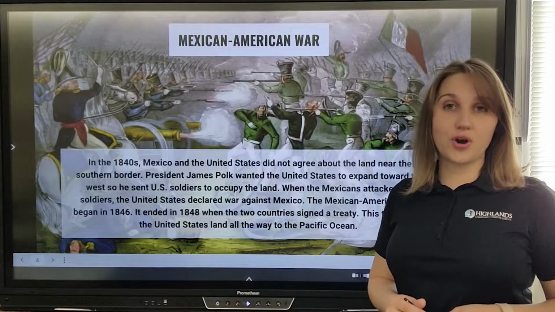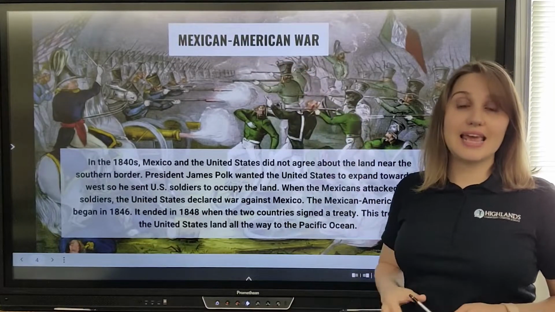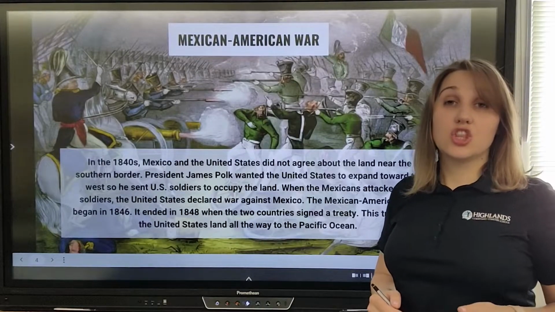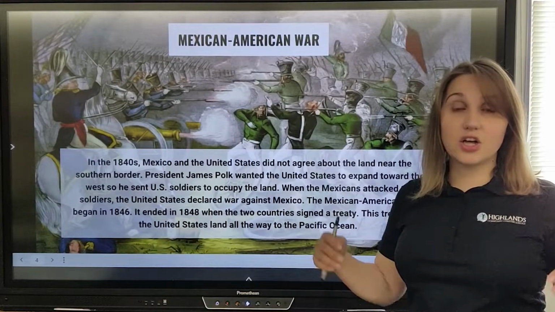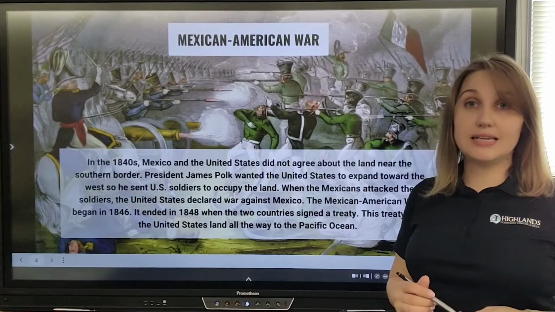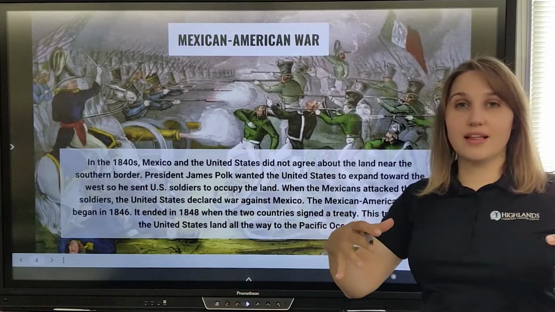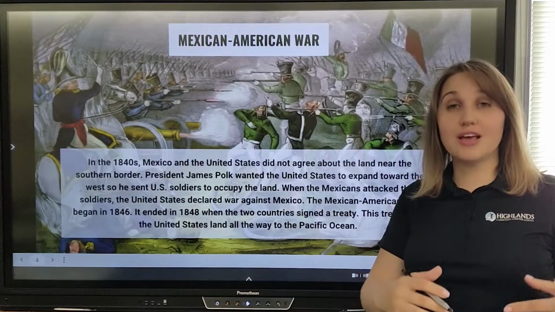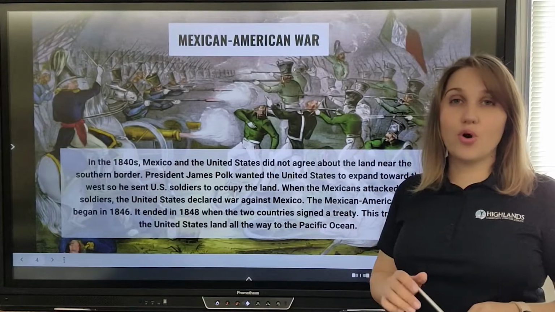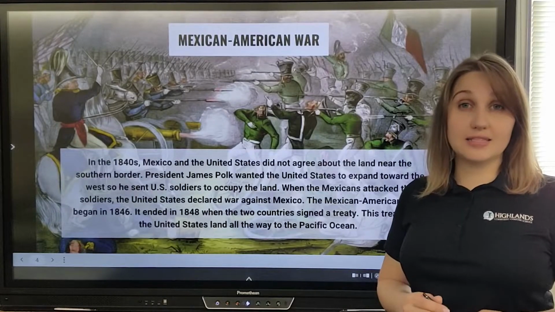The next war that we are going to talk about is the Mexican-American War. In the 1840s, the United States of America and Mexico could not agree regarding the land closer to the southern border. At that time, American President James Polk sent U.S. soldiers to occupy the land closer to the western part, but the Mexicans attacked the U.S. soldiers. At that point, the United States government officially announced a war against Mexico.